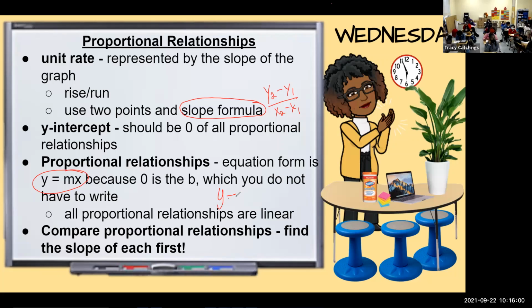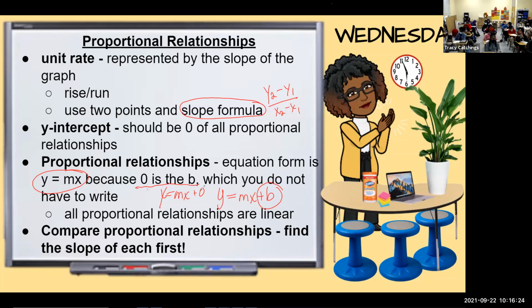Now notice the difference between that one and the one that we're used to. That's why I gave us both when we went over linear, and I told us we don't have a plus b, or we do have it, it's just 0, and we don't have to write it. So then it reminds us all proportional relationships are linear. We just made that connection when we actually did it a few weeks ago, but if you forgot, that's that connection and why it is what it is.